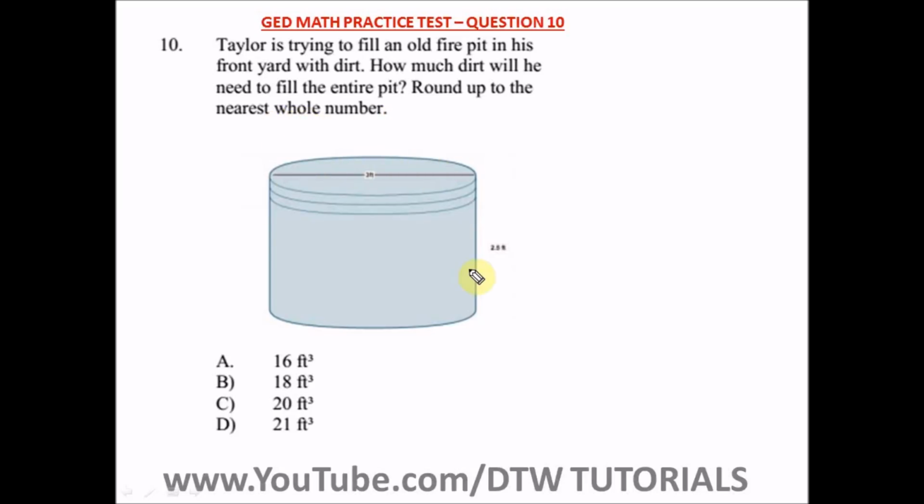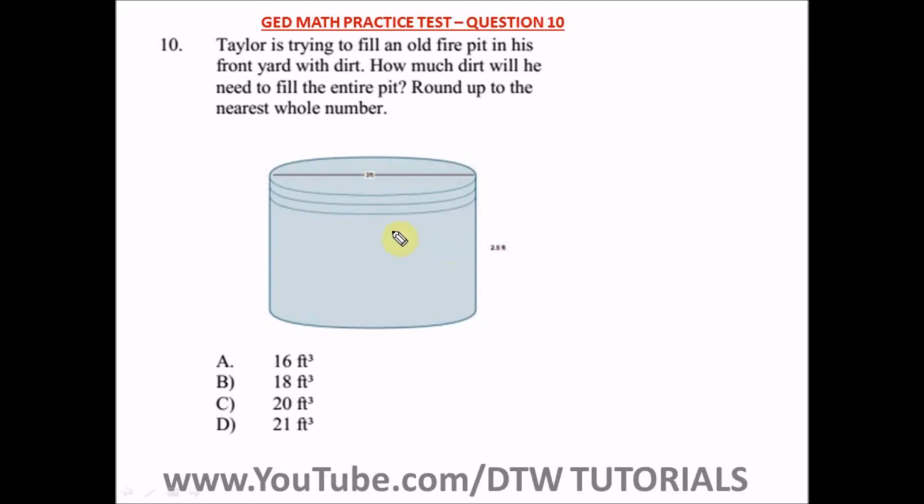Okay, so this is the pit. Now if you see this shape here, what is this shape? Do we remember this? This shape is a cylinder. And the question says, how much dirt will he need to fill the entire pit? So it means the volume of dirt that he needs to fill this entire pit. When you're talking of volume and cylinder, it means you are to find the volume of this cylinder.